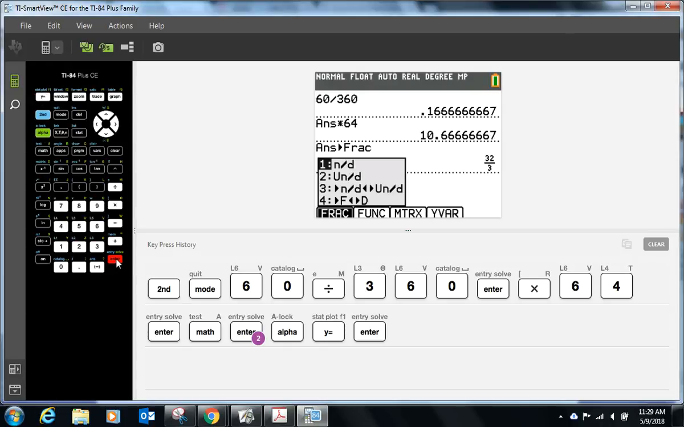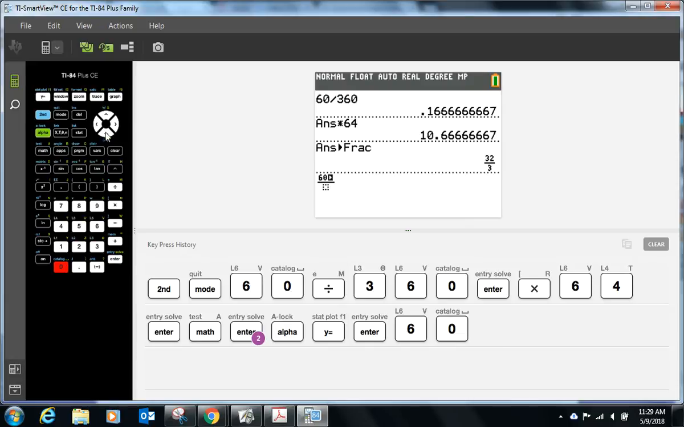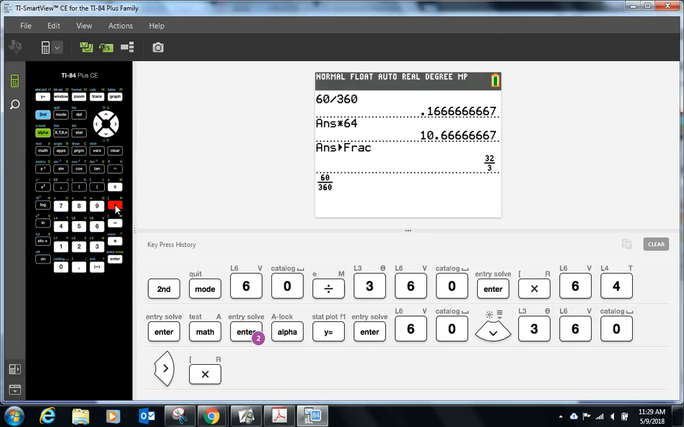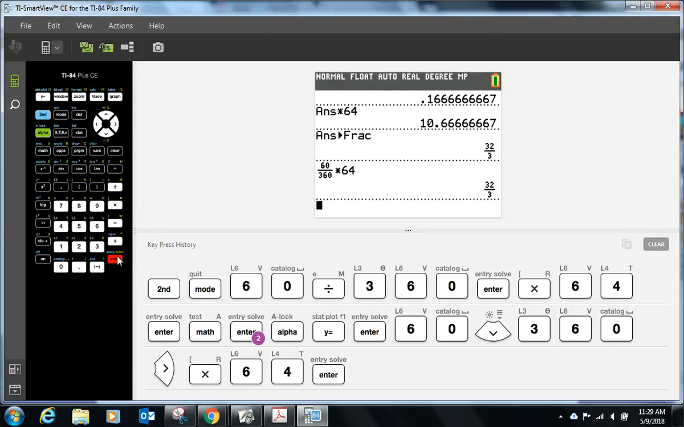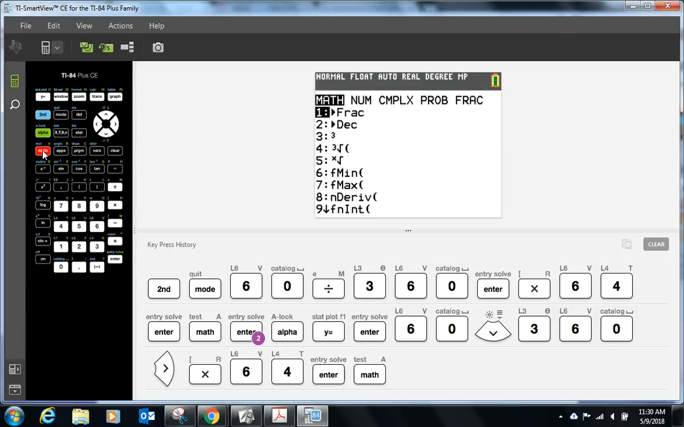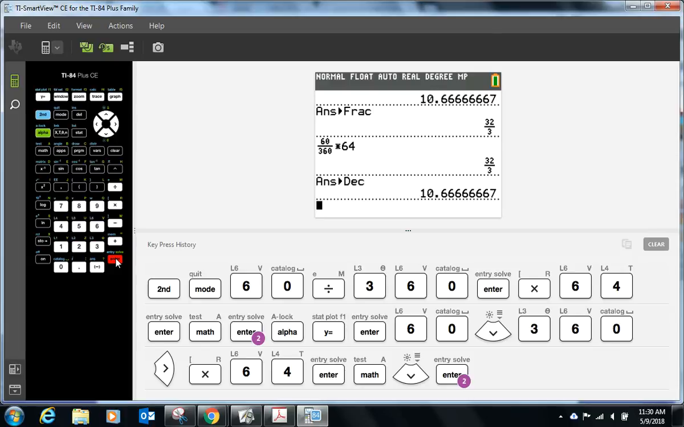Now, I've been preaching this all year long. If you use your fraction template, 60 over 360 times 64, it'll already leave it as a fraction for you. That's why I've been preaching to you guys to please use that template all year long, because you don't have to worry, it'll already convert it into a fraction. If you need a decimal, then go to math and hit number 2 to change it into a decimal.